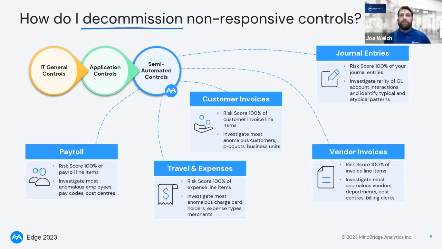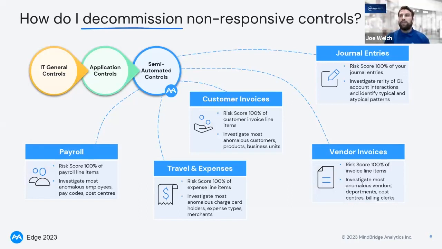Now, MindBridge, for those that are not aware, risk scores every single line of data in a financial or operational data set and tells you where to focus your review or investigation. As a control owner, before you've even logged into MindBridge to review your invoices or your journal entries or expenses or payroll entries, it has applied its ensemble of anomaly detection control points, and it's risk scored 100% of the data.